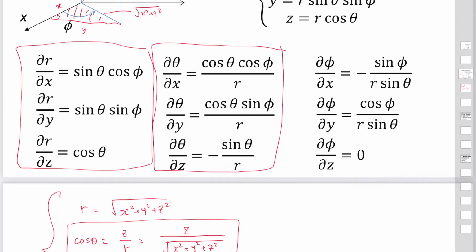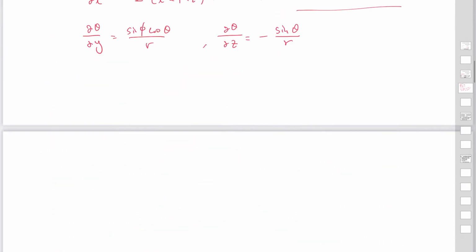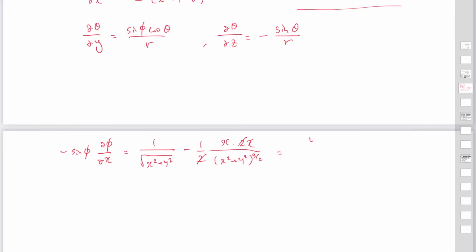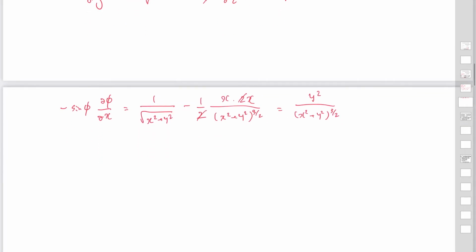To find the partial derivative of phi with respect to x, y, z, we use the third equation. So the partial derivative with respect to x becomes minus sine phi partial phi partial x equals 1 over the square root of x squared plus y squared, and 1 over 2 x over x squared plus y squared to the 3 over 2. And applying the chain rule, it becomes 2x. The 2 is going to be cancelled out. So from this equation, you can substitute the expressions for y and x in terms of r, theta, phi.